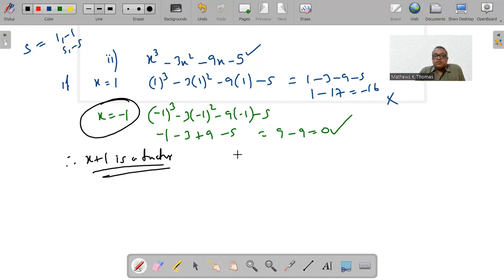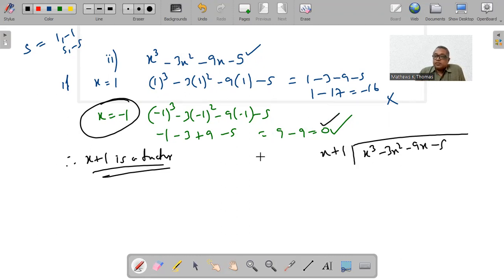So if x plus 1 is a factor, now what happens? I am going to divide this by x plus 1. One factor you get. How do you know the other factors? By dividing. Suppose I know that 2 is a factor of 10. What is the other factor? 10 divided by 2, 5. By dividing 10 by 2, I'll get the other factor. So the technique to find the other factor is by dividing. So I'm going to divide the whole polynomial x cube minus 3x squared minus 9x minus 5 by x plus 1. Why x plus 1? Because x plus 1 was a factor. How did I get x plus 1 as a factor? Because x is minus 1.